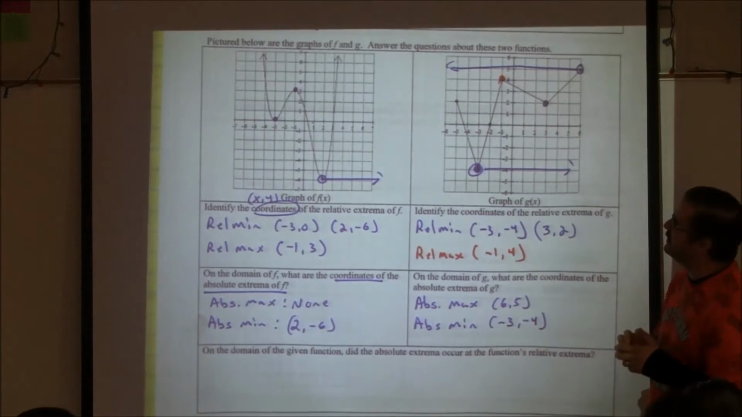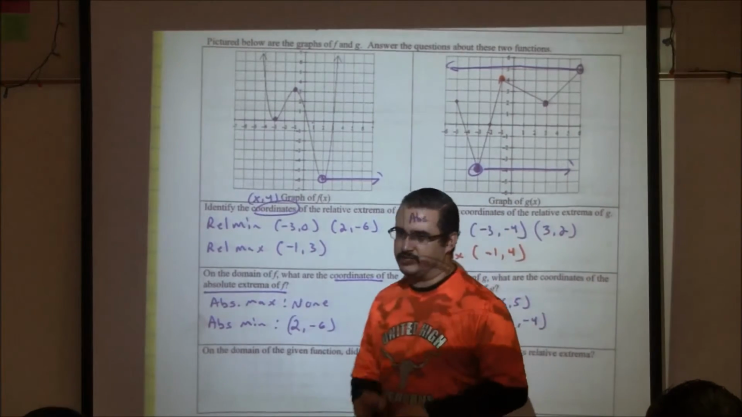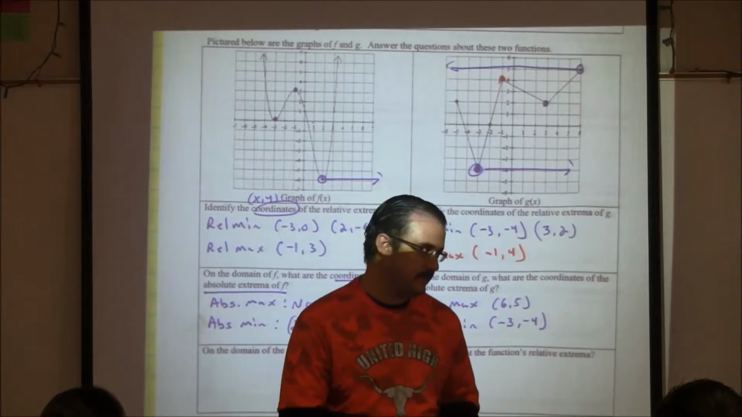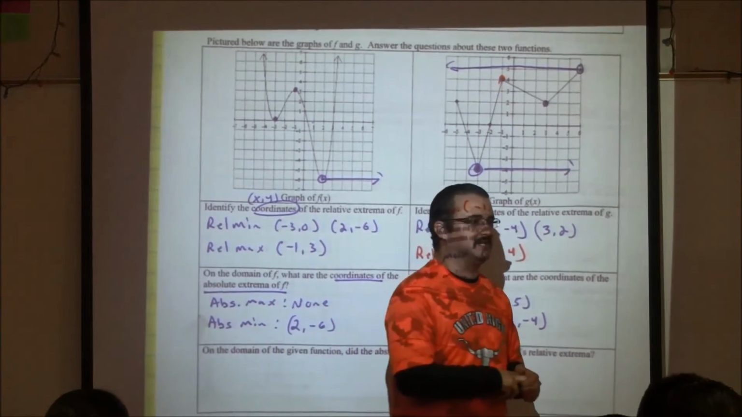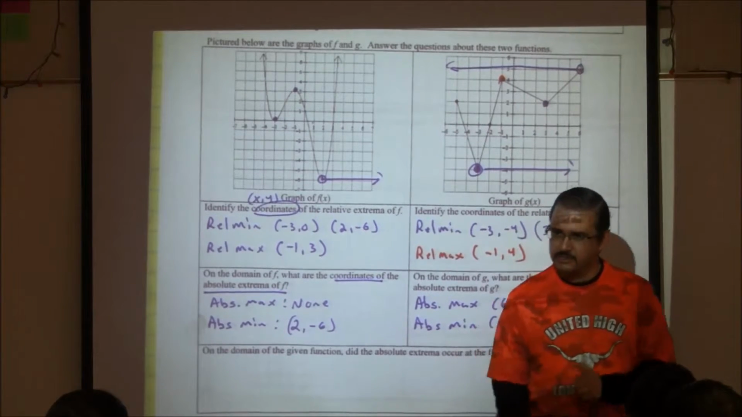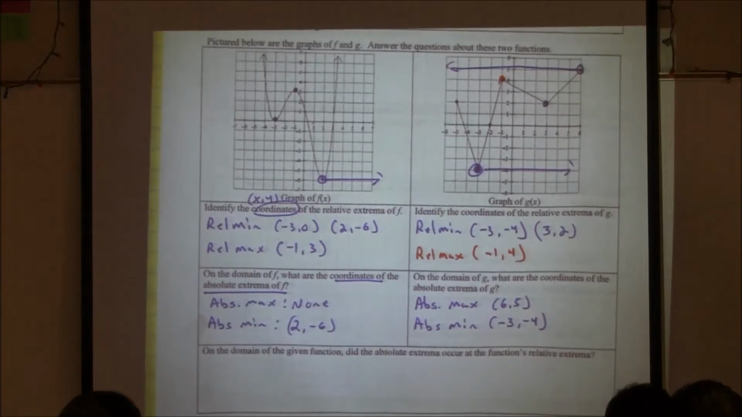So the big thing to understand is relative maxes or mins occur when the function changes from increasing to decreasing, or decreasing to increasing. Okay? Absolute extrema, nothing has to change. They just have to be the highest point or the lowest point. You got it? That's what this whole exploration was about. Did you understand that? The difference between relative and absolute.